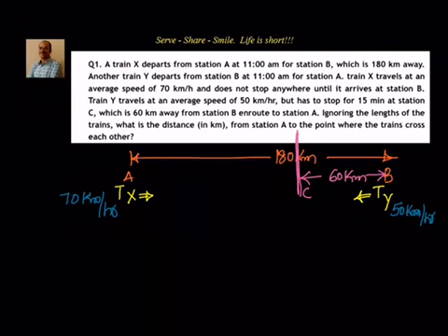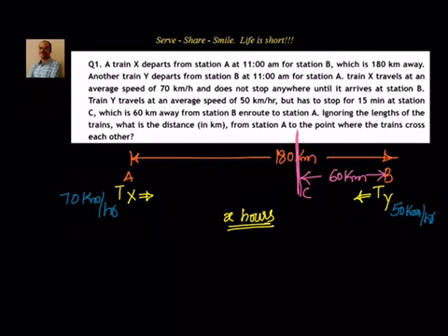Now we have to find out where both trains will be crossing each other. Let us say that they will be crossing each other after x hours. The idea is to calculate the distance traveled by X in x hours and by Y in x hours; they should sum up to 180 kilometers.